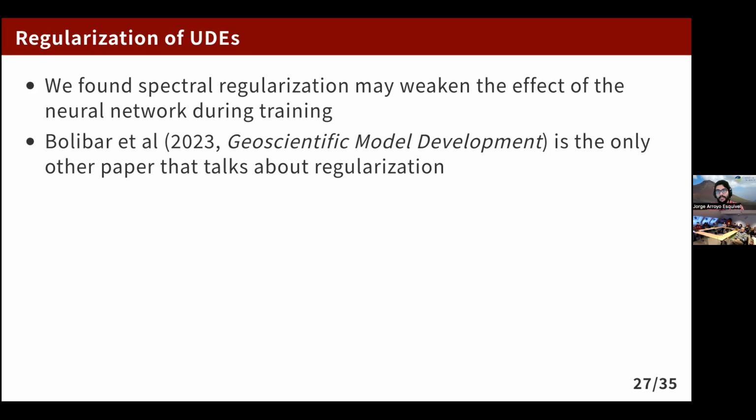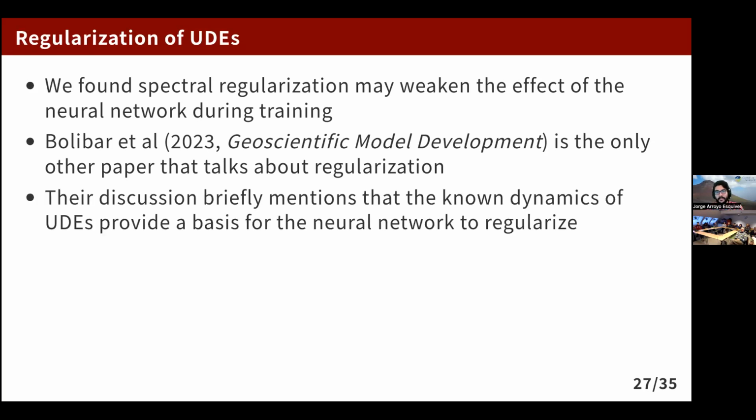We're getting somewhere here. And their discussion briefly mentions that basically because we have known dynamics, they are providing a basis for the neural network to regularize itself. So basically, any problems caused by observation noise are absorbed by the fact that the UDE knows what the non-dynamics are. That's a conjecture.